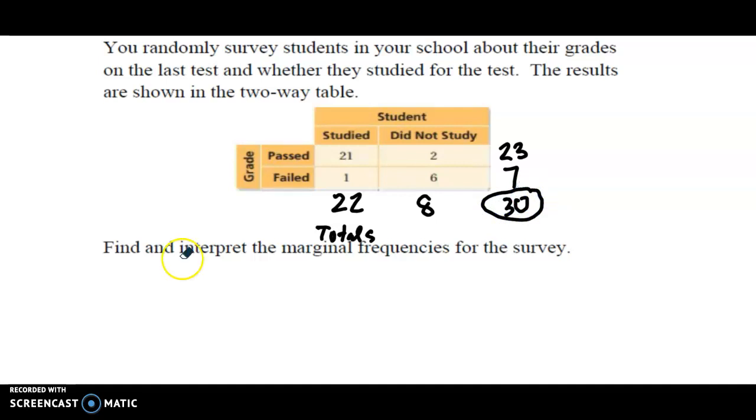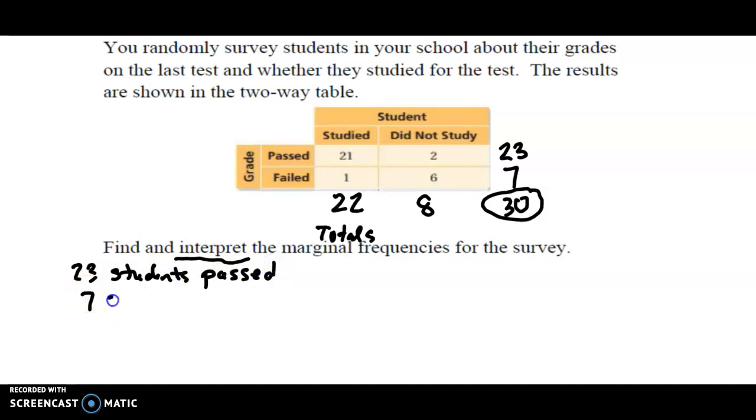All right, so the second part is to interpret. Interpret, as we've been learning all year, is explaining what that means in real life. Basically what you're going to do is take these 5 numbers here and provide them with some context or some labels that make them have some sort of a meaning. So the 23 was the first one. So 23 students passed. That's the total number of students that passed the test.